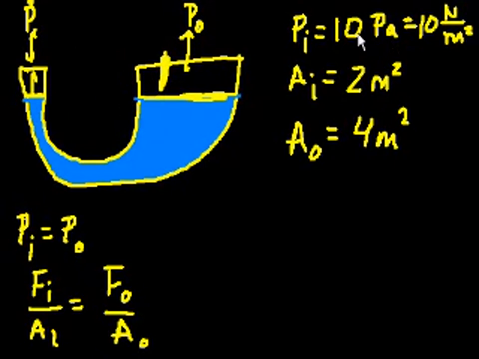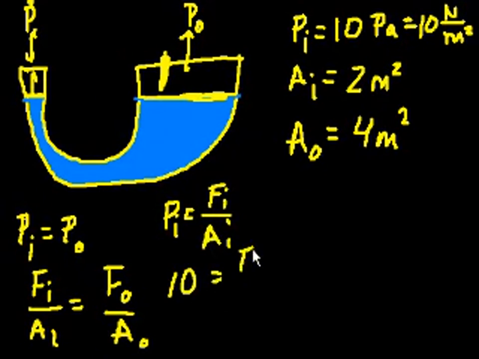So first of all, I told you what my input pressure is. What's my input force? Well, input pressure is equal to input force divided by input area. So 10 pascals is equal to my input force divided by my area. So I multiply both sides by 2. I get input force is equal to 20 newtons. So my question to you is, what is the output force? How much force is the system going to push upwards at this end?